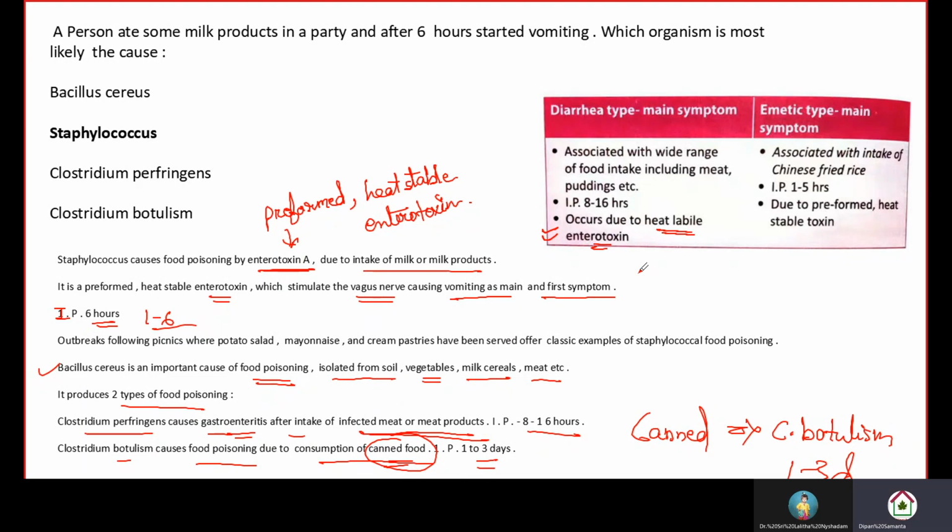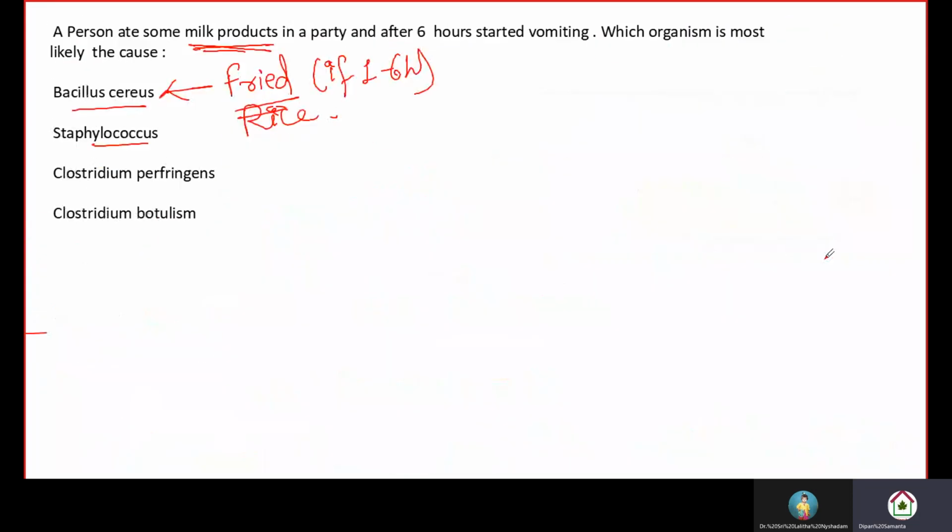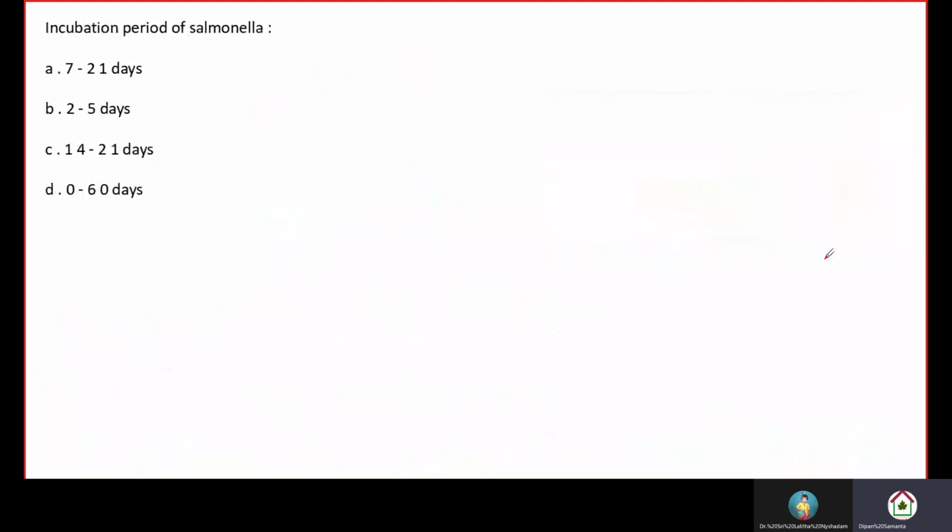And the emetic type is associated with intake of Chinese fried rice. IP is 1 to 5 hours, due to preformed heat stable toxin. Okay, and the incubation period is 1 to 5 hours. This is the emetic type. So this is again about food poisoning. You have to revise all these facts. Very important for FMG.